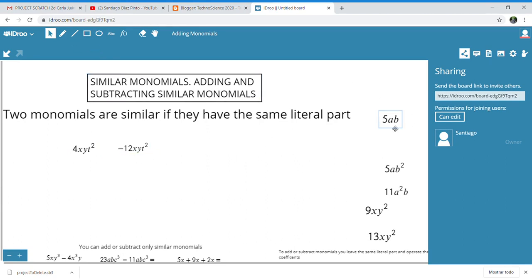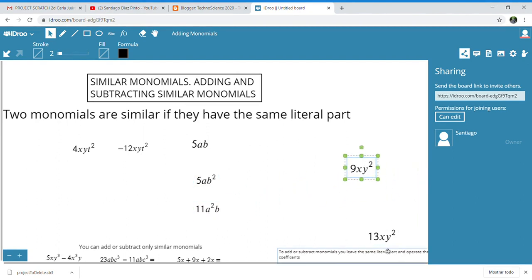Let's see one. For example, this 5ab, is it similar to this? No, it is not, because the literal part of this is ab, the literal part of this is ab squared. So this doesn't have a partner. Let's see this 5ab squared. Look, this is a squared b, then this doesn't have a partner either. What about these two? Yes, they are similar monomials. Can you see? They have the same literal part.